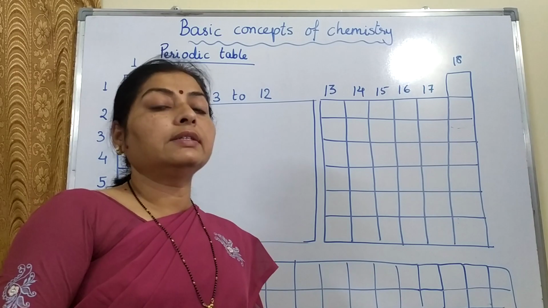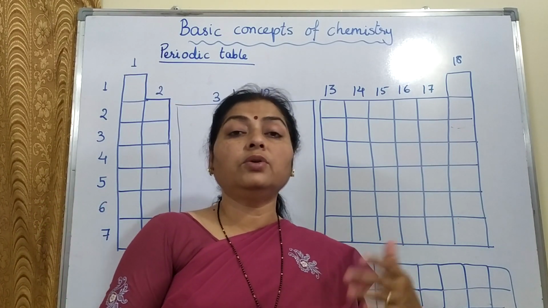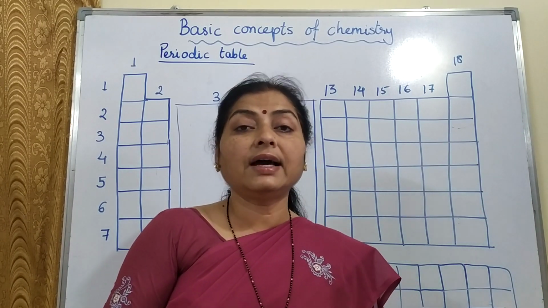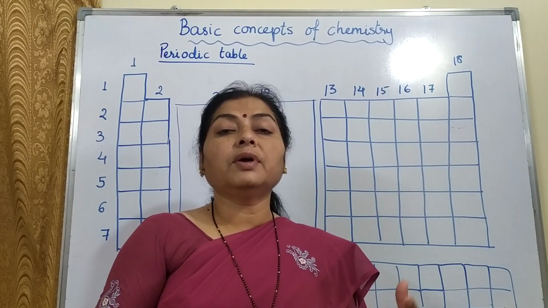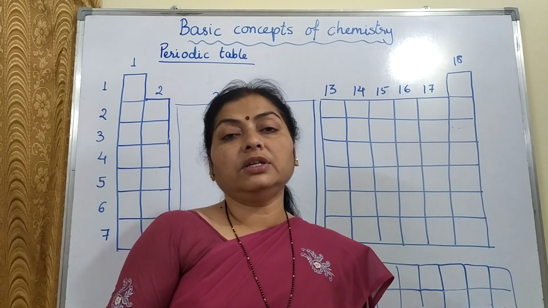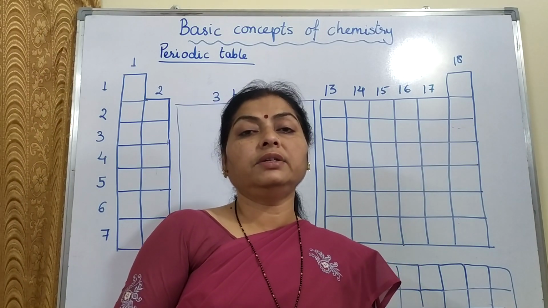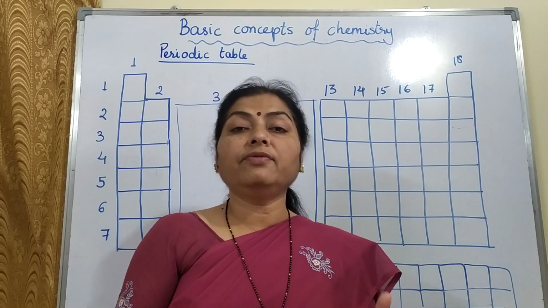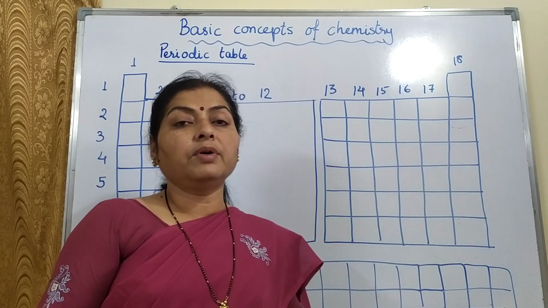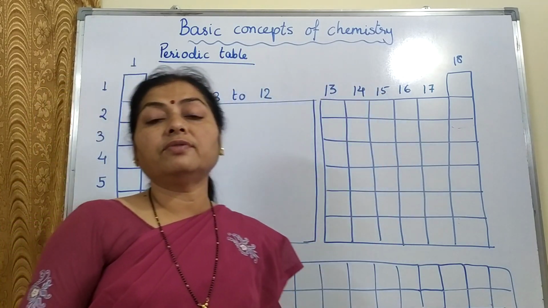In the previous class, I told you all to explore the periodic table, go through it, and find out which metals are there and which non-metals are there. Because children, this is the very basic thing needed for chemistry. You should be able to identify the metals, non-metals and metalloids. You should be able to identify which is an ionic compound and which is a covalent compound. So all these are very basic things. That is why it is the basic concept of chemistry.